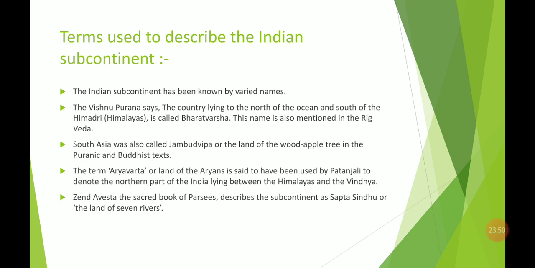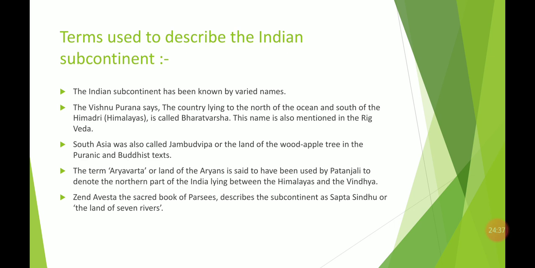And South Asia was called Jambudvip, or the land of the wood apple tree. Wood apple is a fruit whose outer surface is covered with hard wood, which in Hindi we call bael. This tree is found in that area. The area is known as Jambudvip, and this evidence is found in the Puranas that we have studied, the 18 Puranas, and in Buddhist texts written by the followers of Buddhism. So Jambudvip was given this name by them only.